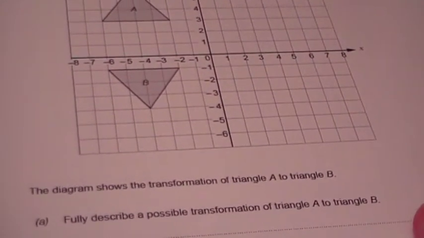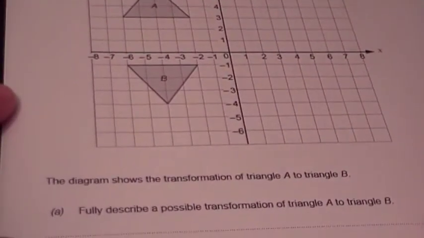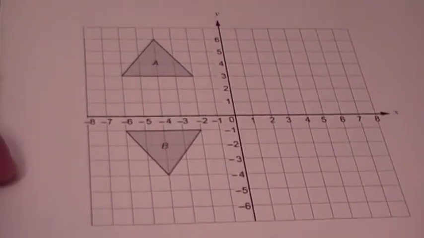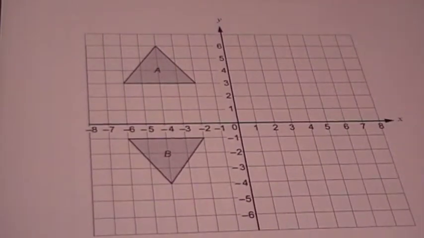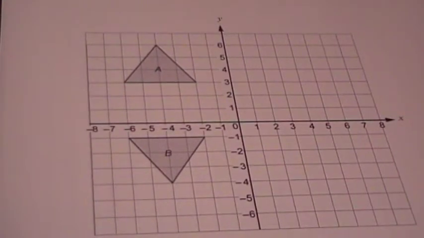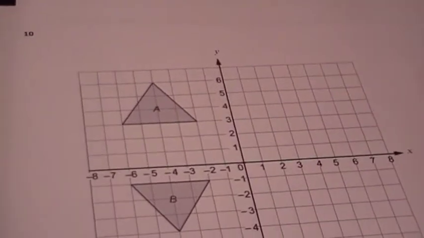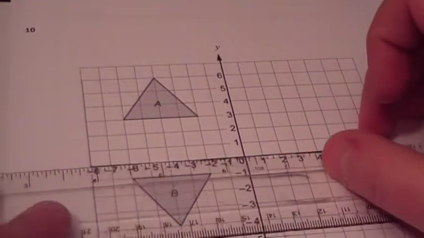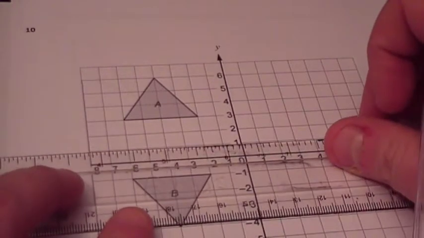The diagram shows the transformation of triangle A to triangle B. Fully describe a possible transformation of triangle A to triangle B. Now there are 2 answers for this. You should know your 4 transformations are translation, enlargement, rotation and reflection. Now my first thought would be that this is a reflection. So what I want to do first is jot on where the mirror line is.